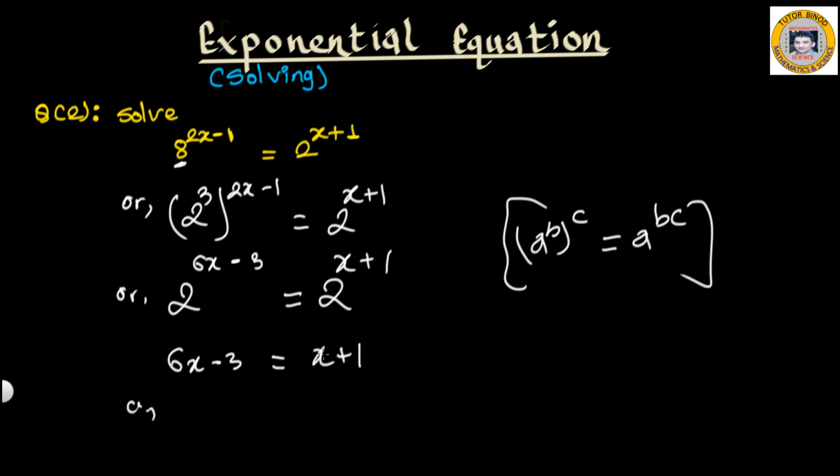Or if you're going to subtract x from both sides, you would have 5x on this side, whereas on the right hand side you would have positive 1. Now let me add 3 to both sides, so I would have 5x equals 4, because plus 3 plus 1 would be 4. So my x will be 4 over 5. So this is how you get the answer.